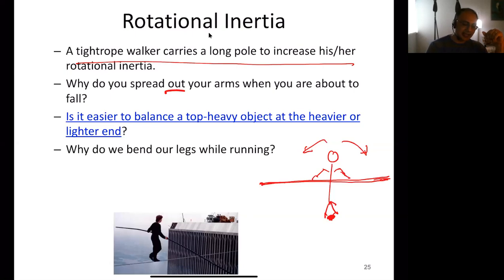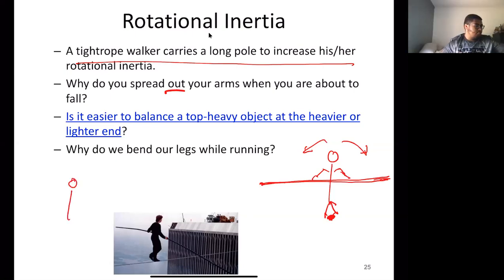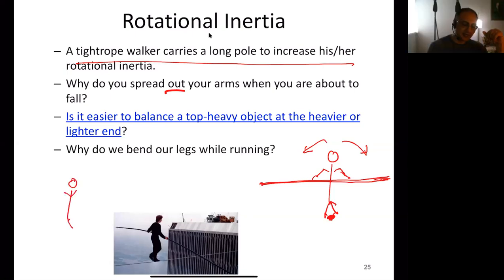So if you're again like the tightrope walker, suppose you're about to lose balance, you're standing on one foot or something like that, and you're about to lose balance. If you spread out your arms, you are increasing your moment of inertia about an axis which passes through your foot and comes out of the page. You're increasing your moment of inertia, and as a result of that, it makes it harder for gravity to rotate you about that axis.